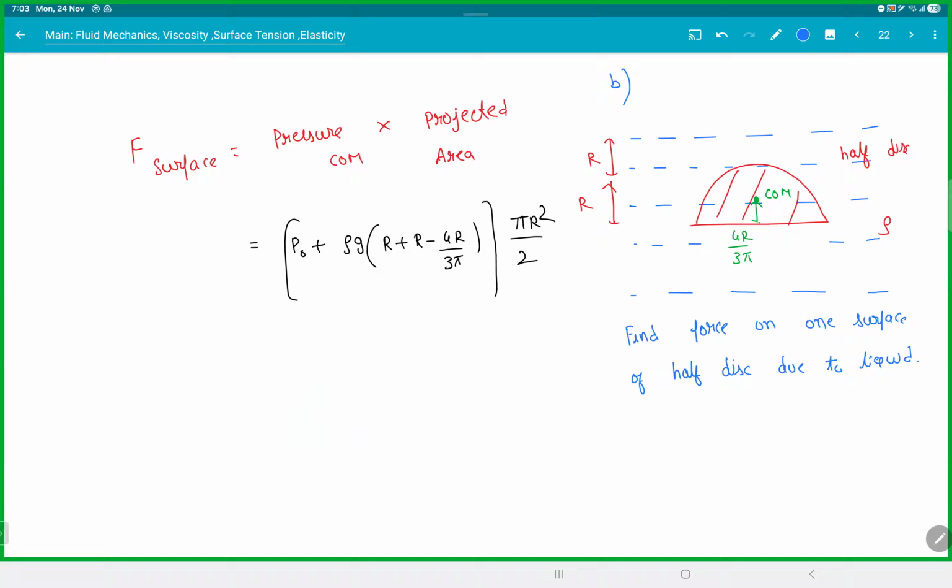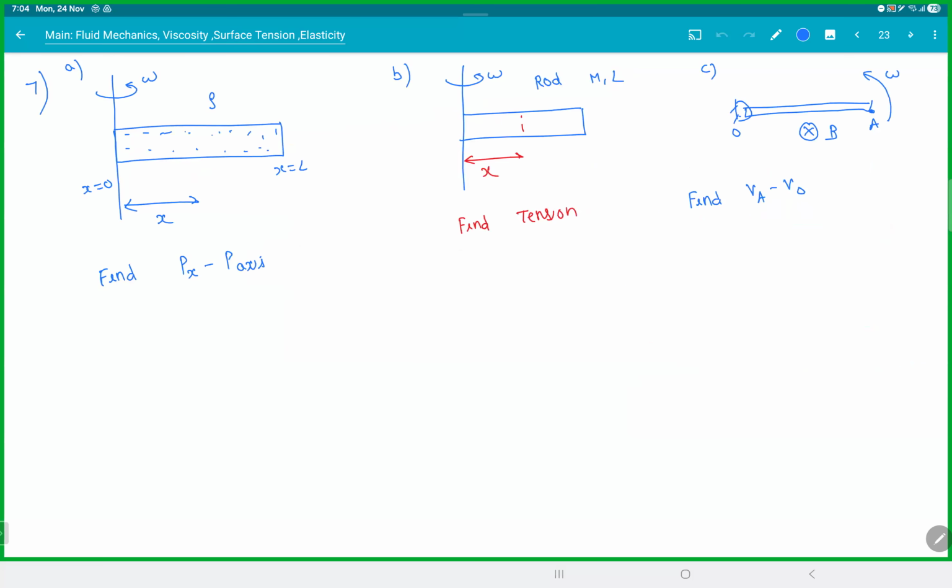Are you clear with this thing? This thing looks easy, but that is because you know the result. Or else you have to derive here. How will you take elements here? You have to take strips like this and then you have to integrate the whole thing. That would be actually a little work. But it's a pretty good result though. Clear with this? This though I showed you.